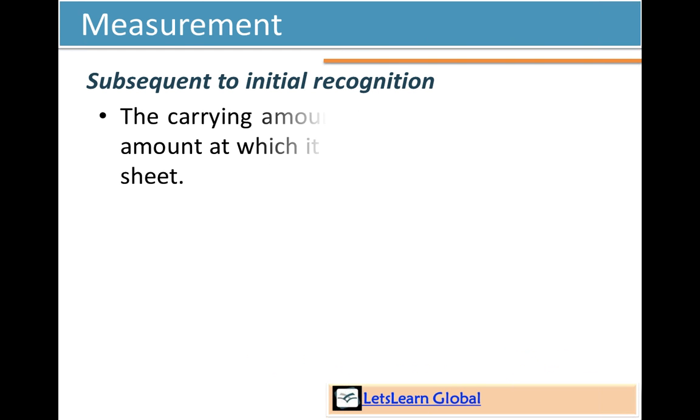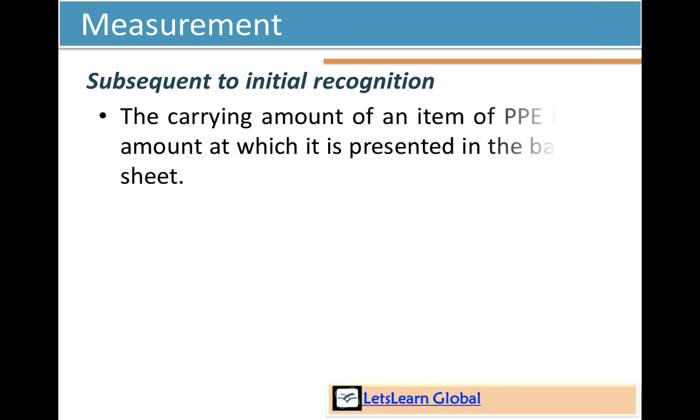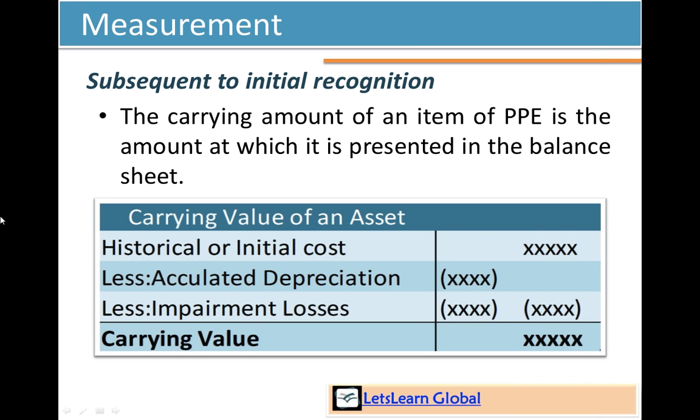In the first year, you know the entries: asset account debit, bank account credit. And also you will have depreciation account debit, accumulated depreciation credit. But from the second year onwards, you will have the historical value, at what price you purchased, less accumulated depreciation.